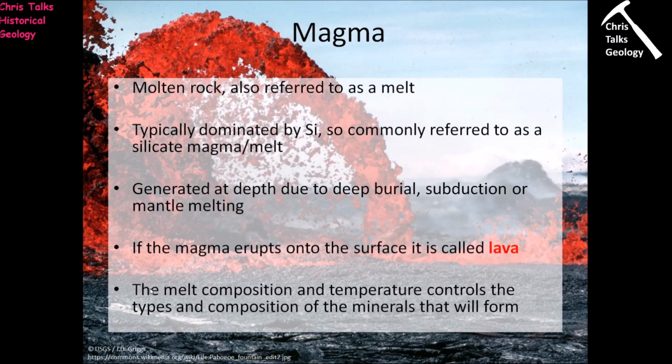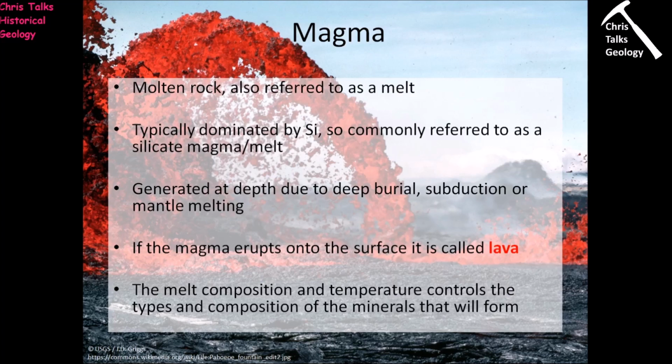And this is the most important one, though. The melt composition and the temperature of that magma controls the types and composition of the minerals that will form from it. Okay, so you can only form the minerals which are stable under the conditions of the magma. So for instance, if you have a stupidly hot magma, let's say 1400 degrees Celsius, you can't start crystallizing low temperature minerals from it. It's just impossible. The temperature's too high, those minerals wouldn't be stable.